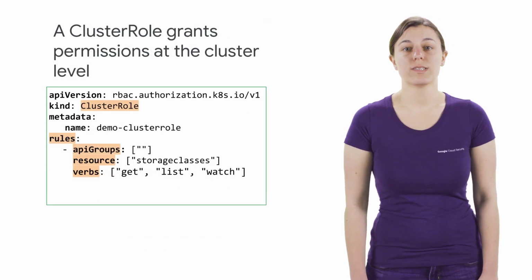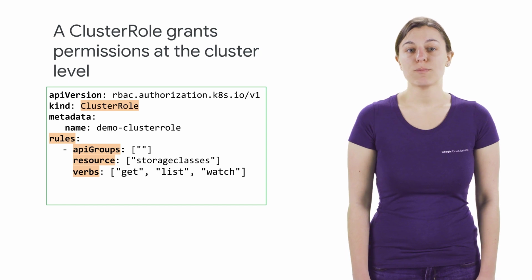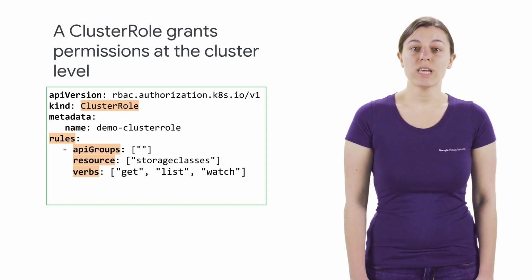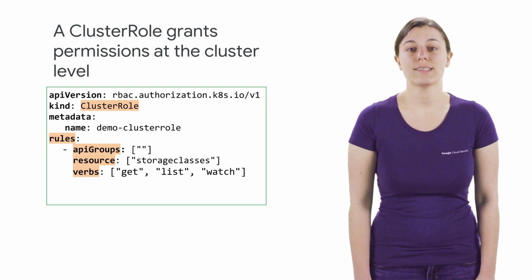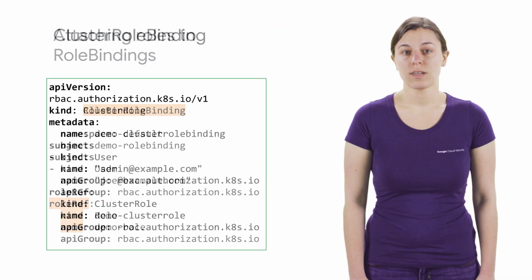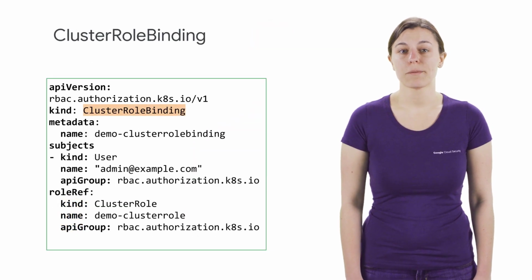Here, a cluster role is defined. A cluster role grants permissions at the cluster level, so there's no need to specify a namespace. API groups is defined in the same way as it is defined when creating a role. Resources can be cluster scope, such as nodes and storage classes, or they can be namespace resources, such as pods and deployments. Here's an example of a cluster role binding.